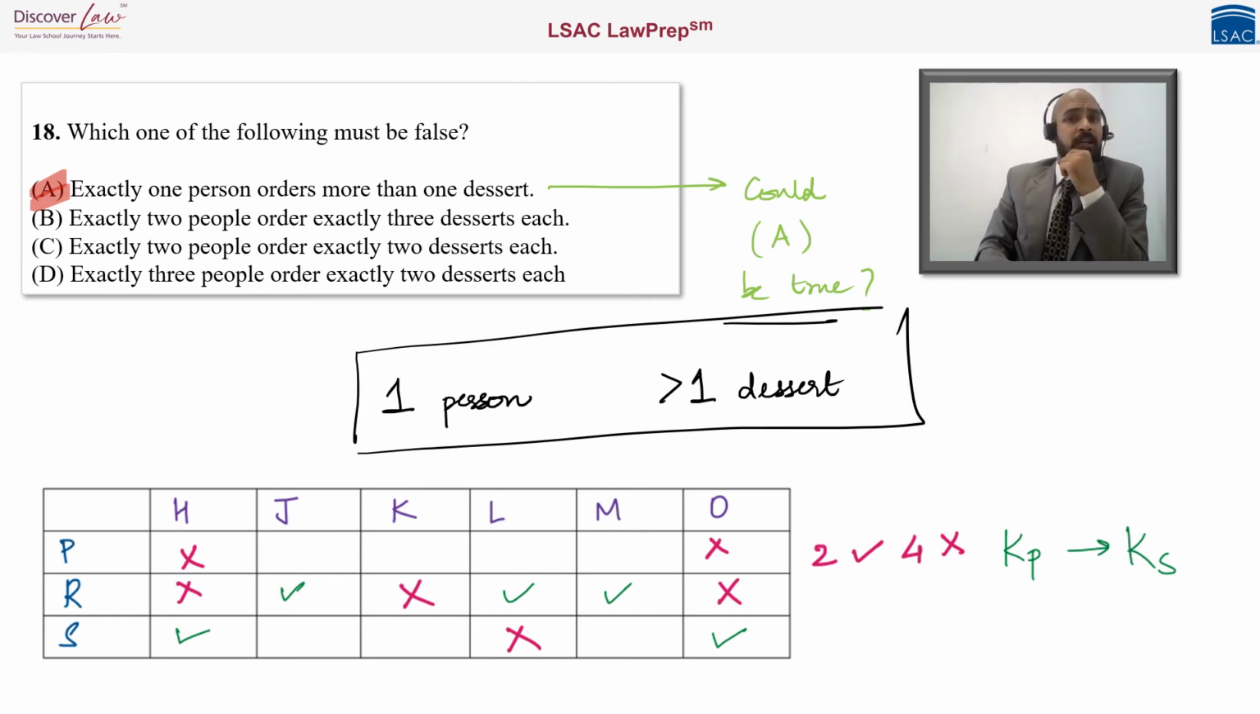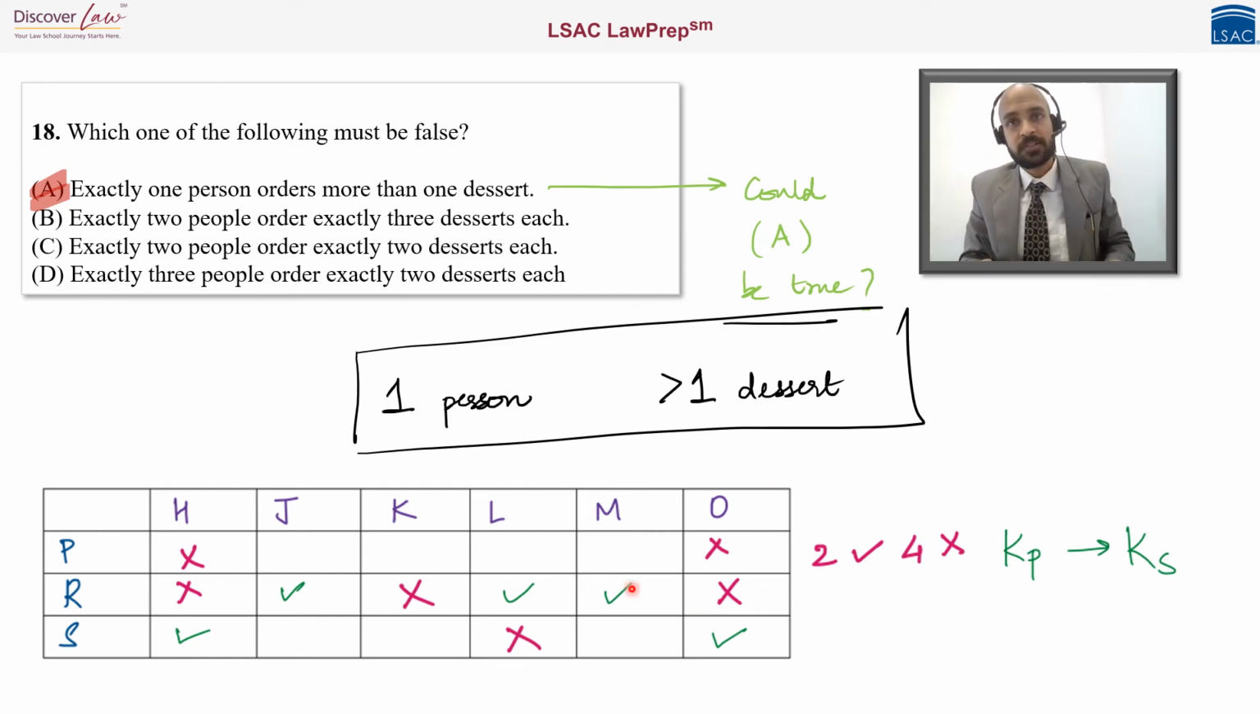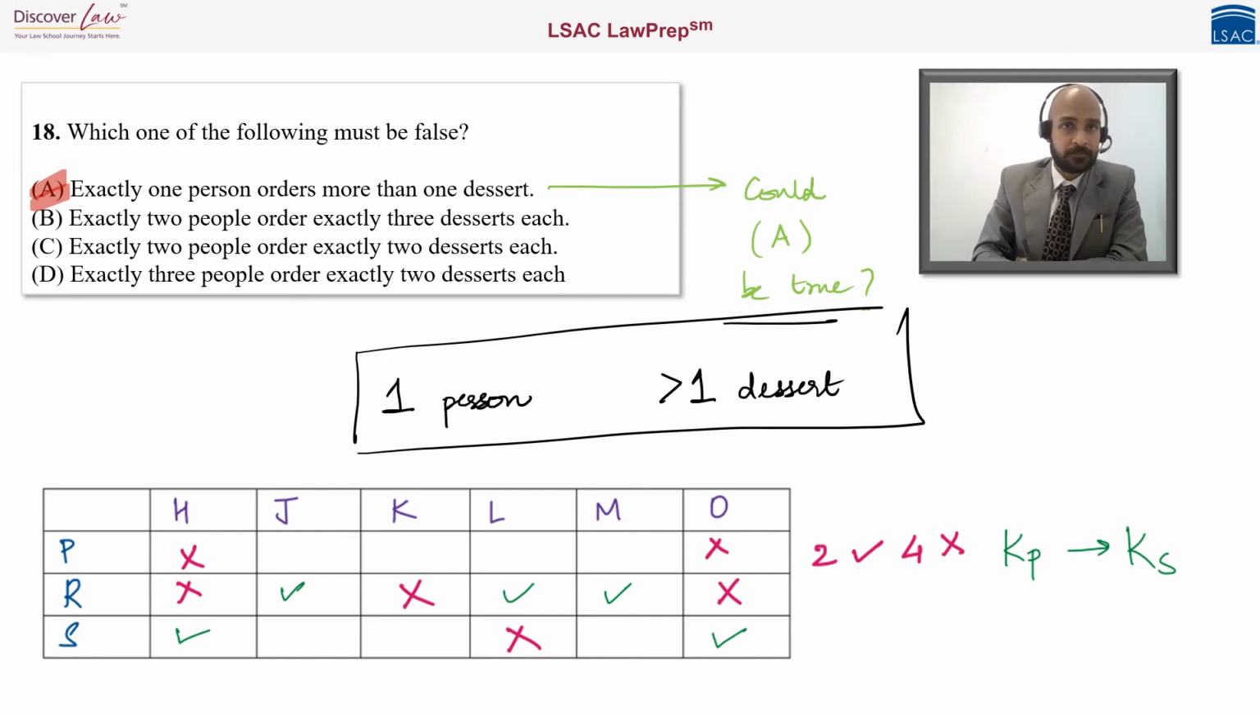Okay. Now I want you to observe that there are 2 people here, H and O, who are ordering exactly one dessert, which means H and O surely cannot be these people, right?